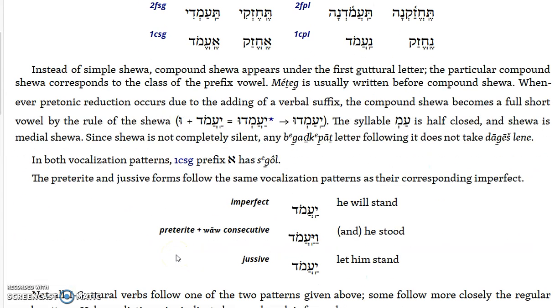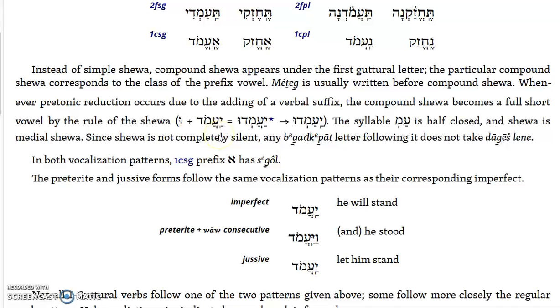Or to put it in Ross's words, instead of a simple shavah, a compound shavah appears under the first guttural letter. The particular compound shavah corresponds to the class of the prefix vowel. Metheg is usually written before the composite shavah whenever a pretonic reduction occurs due to the adding of a verbal suffix. And the compound shavah becomes a full short vowel by the rule of shavah.